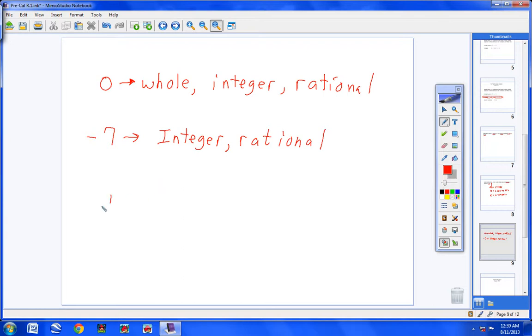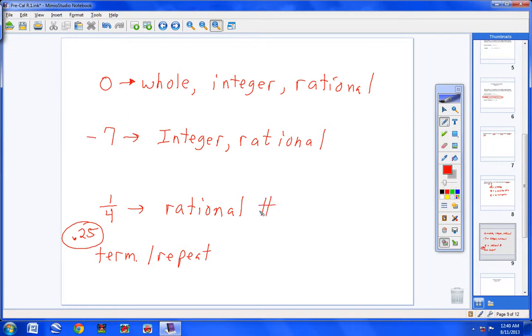Let's try 1/4. Okay, now look, students, 1/4 is not a whole number. 1/4 is not an integer. 1/4 is not a natural number. 1/4 is a rational number. Now, how do I know that? Because it is a fraction that does what? Does it terminate or does it repeat? Well, 1/4 terminates. It's exactly 0.25, so it terminates. So 1/4 is a rational number.